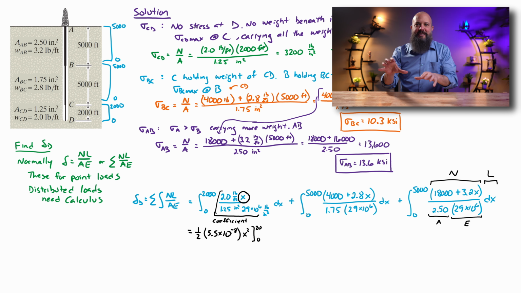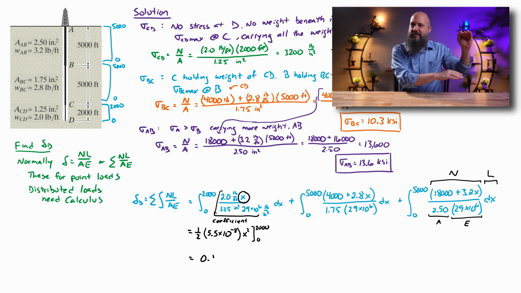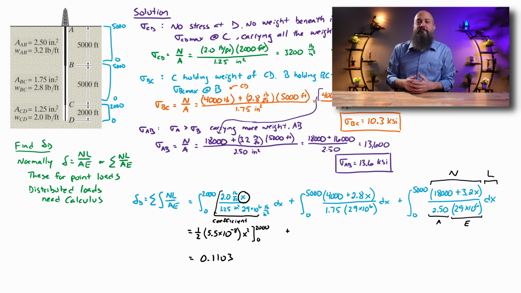So 1/2 times that N over AE times x squared, and we are doing this from 0 up to 2,000. So the 0 will basically cancel out, and we can just plug 2,000 in for x. And that works out to be 0.1103, and my units here are in feet, because all of my dimensions here, 0 to 2,000 feet.